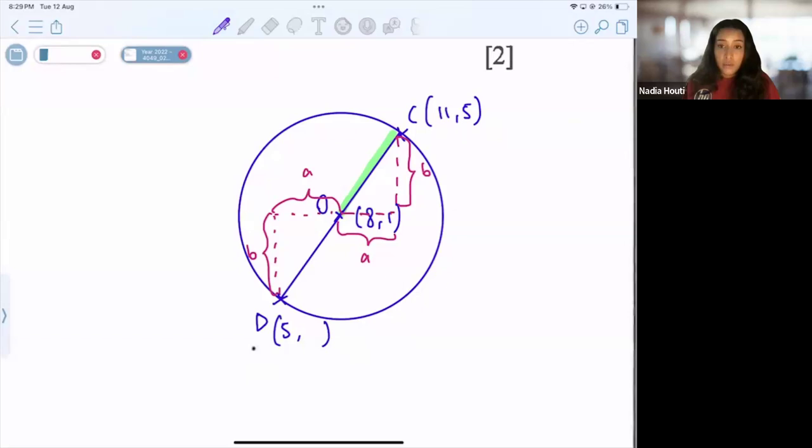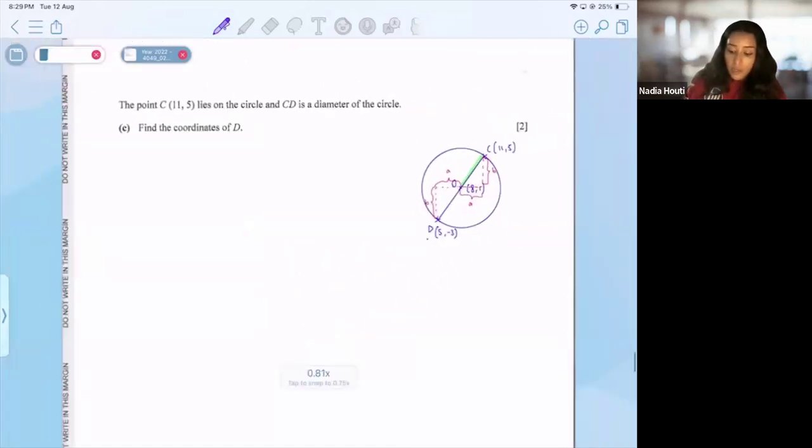Similar to this, we'll do the same thing with the y coordinates. So the y coordinates got reduced from 5 to 1 as we went from C to O. So that's a gap of 4 units. So B is 4 units, which means from 1 to get to the y coordinate of D, we go down by 4 units as well. So this will be -3. So the coordinates of D will be 5, -3.